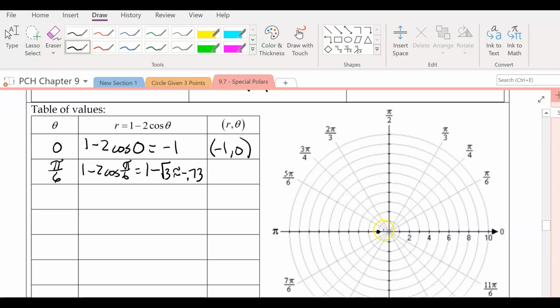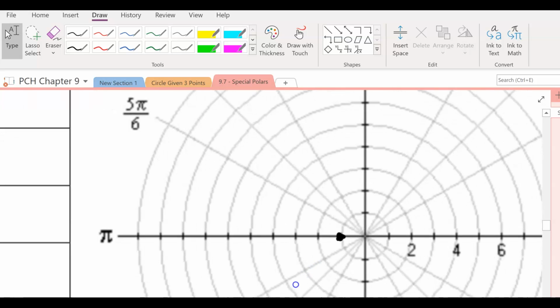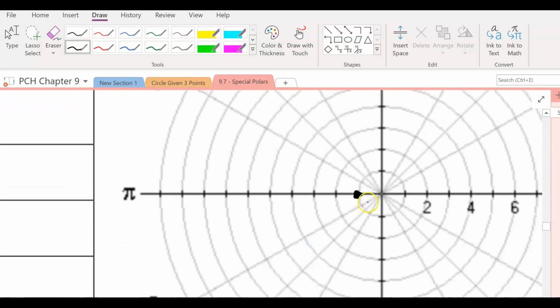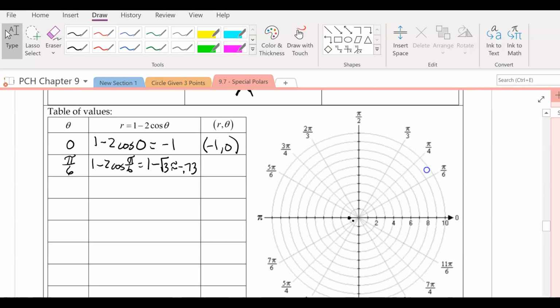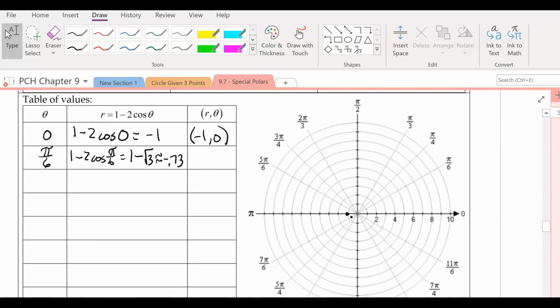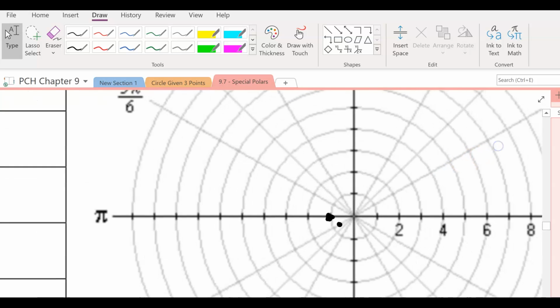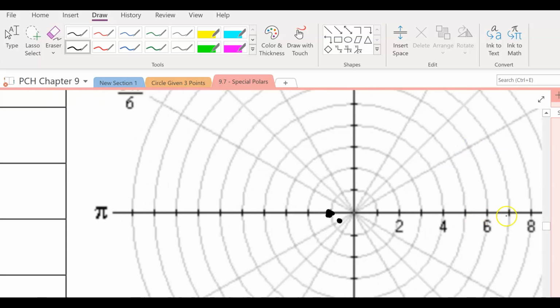So I'm going to go about negative 3/4, and then I'm going to rotate pi over 6. So that's going to put me right about there. I'll give you some bigger graphs than this. This graph doesn't need to have so many circles on it, but we'll make it work for this. Now, since we have symmetry with respect to the polar axis, I'm going to take this point and reflect it over to there as well. So it's going to be right over there as well.